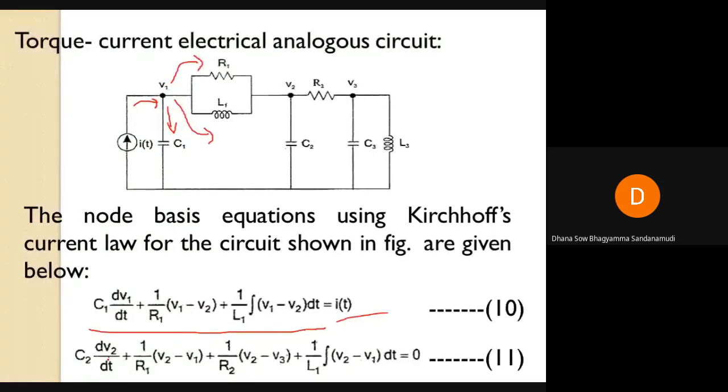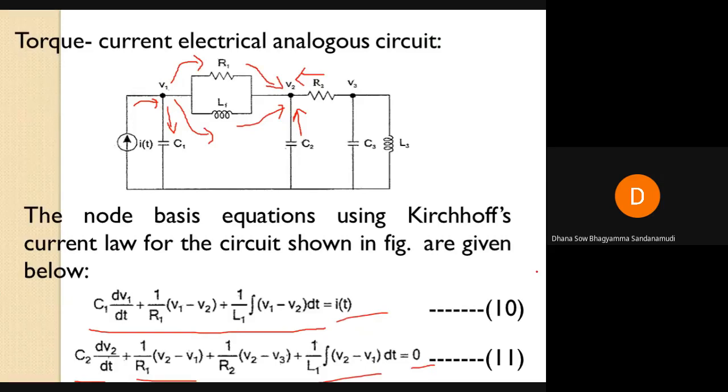At node 2, I will assume all the currents are entering the node. Here there are 4 currents. Source current is 0. So 4 currents due to C2, due to R1, due to R2, and due to L1. You know how to write the nodal equations. You just write it down and equate it to 0.